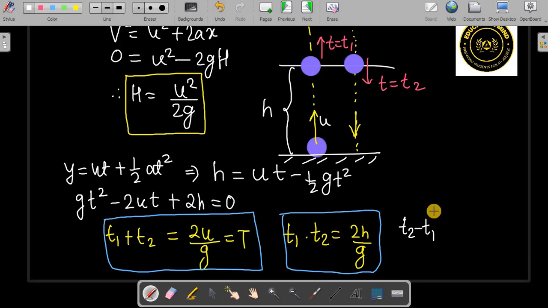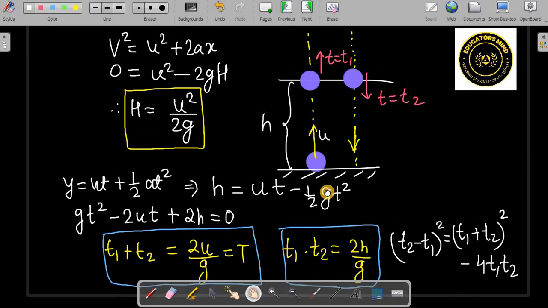You can solve it, because t1 plus t2 we know, t1 into t2 we know. We can find this square as t1 plus t2 whole square minus 4 t1 t2, correct? Or there is another way. From here t2 minus t1 can be calculated, but there is another way to solve it.